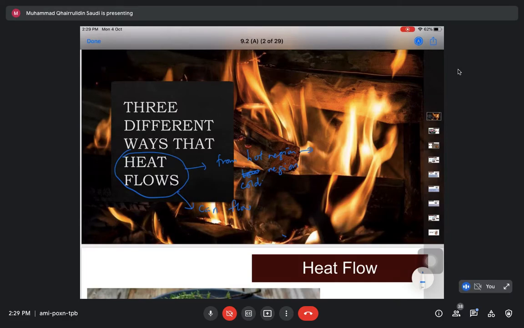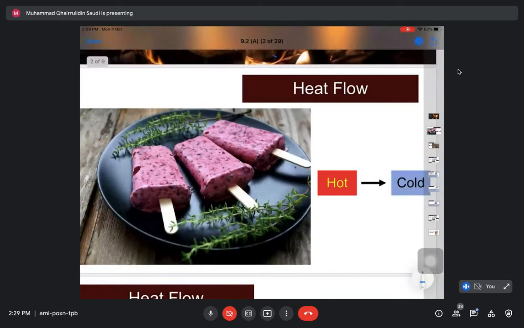Okay, so there are 3 ways. Ada 3 cara untuk heat dipindahkan ataupun heat bergerak. There are 3 ways, and you have to learn the differences between those 3 ways. Okay, heat always flows from hot to cold. So if this ice cream is cold, okay, so this surrounding is hot. The surrounding of the ice cream is hot. So heat will flow from hot to cold, making the ice melt.